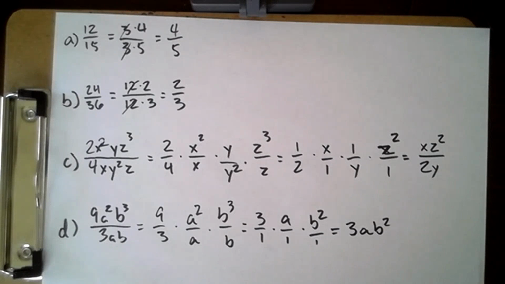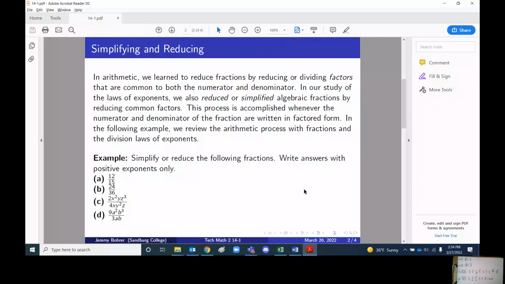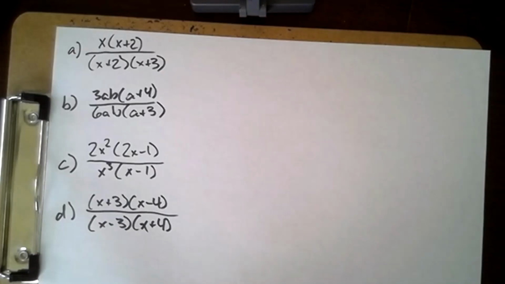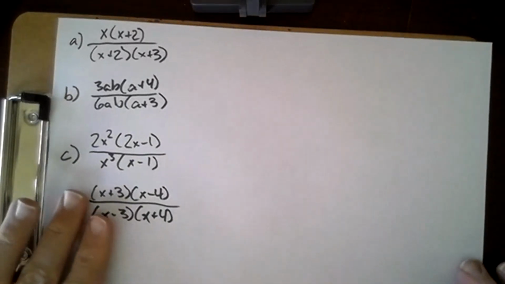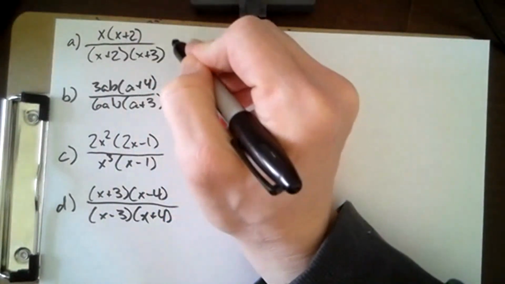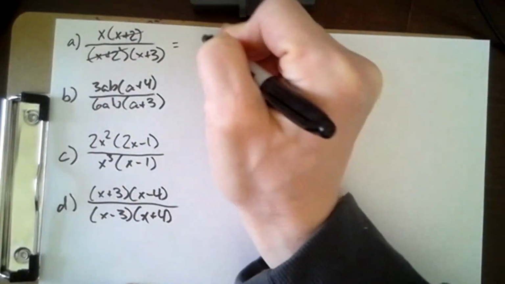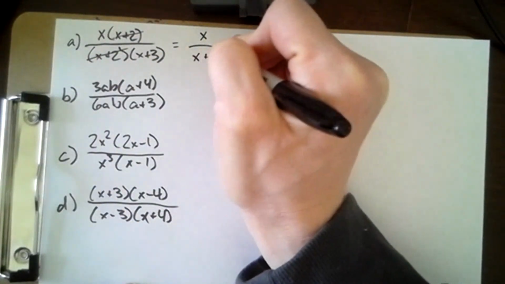Moving on. For our next set of problems, we're given several rational expressions that are already in factored form, and we're asked to simplify them. Okay, so we start here with A, where we've got x times x plus 2 over x plus 2 times x plus 3. Clearly, the x plus 2's will cancel. We're left with x over x plus 3.